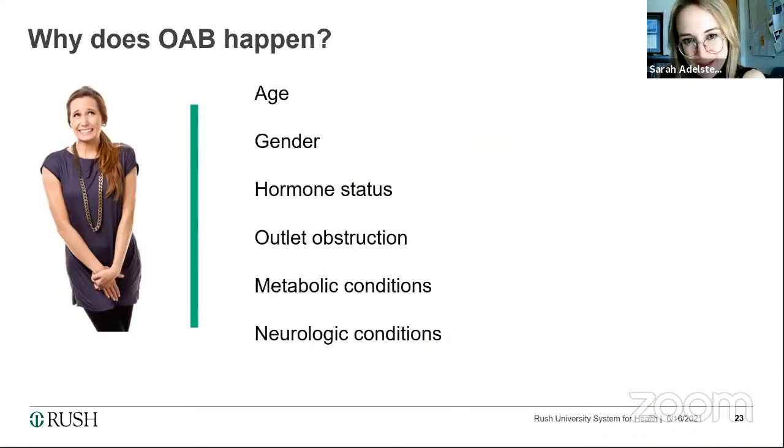Why does overactive bladder happen? It is more common with advanced age. It is more common in women. It is more common after menopause, or if at a young age, hormonal treatments like breast cancer treatments are a risk factor. Bladder outlet obstruction we usually think of as a problem in men. Men with a big prostate can get overactive bladder, but also women who have had pelvic surgery, and especially incontinence surgery, can develop overactive bladder symptoms. Metabolic conditions, especially diabetes, can lead to overactive bladder, and then neurologic conditions like we mentioned before, multiple sclerosis and Parkinson's being a couple of famous ones.